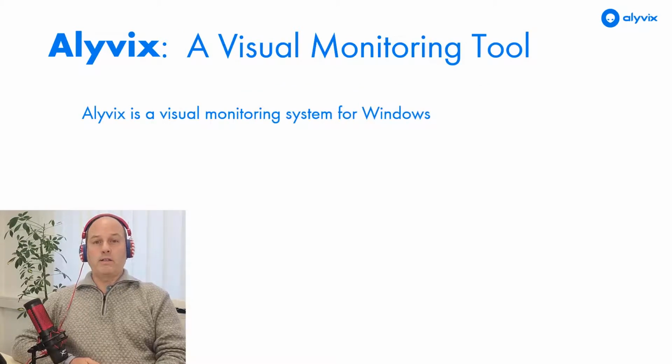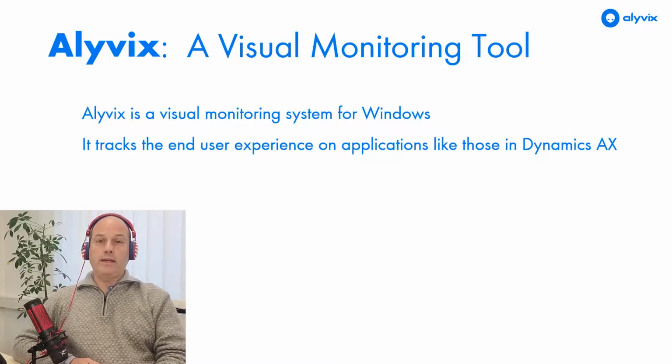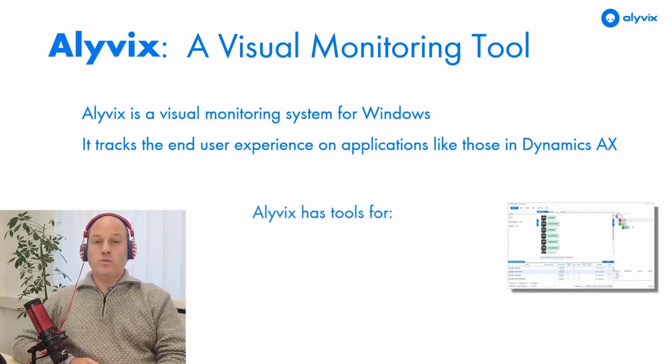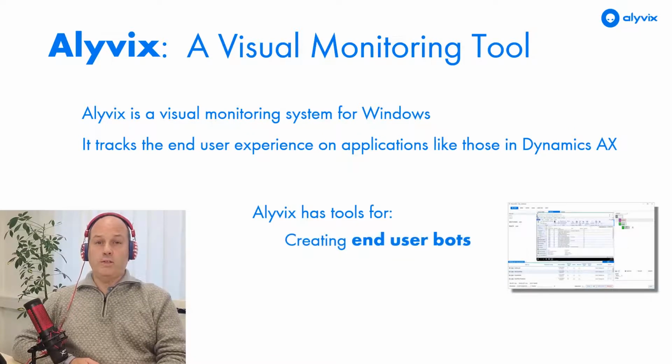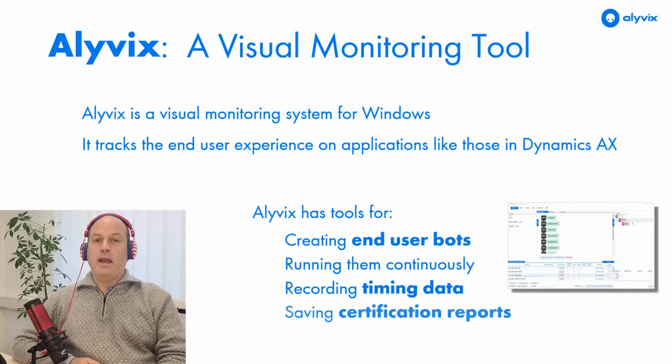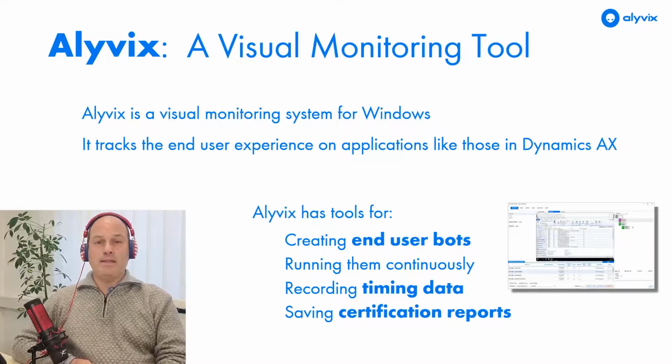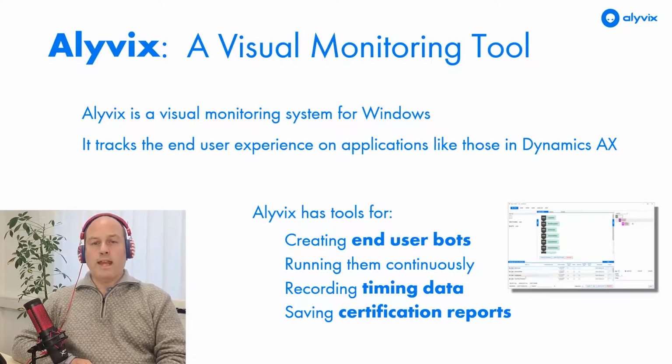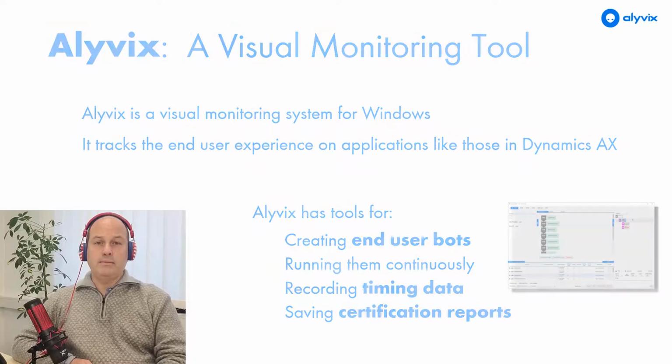Alyvix is a visual monitoring system for any Windows application, including Dynamics AX. Alyvix has tools for replicating end-user workflows, and then automatically running them at regular intervals, recording how long an end user would have to wait for each step in the script. It also creates reports that can certify application performance to third parties. On an important business task like maintaining payment schedules, you use Alyvix to define each step within the interface, then rerun those steps with an Alyvix bot, which uses Dynamics AX in its application interface as if it were a real end user over RDC.